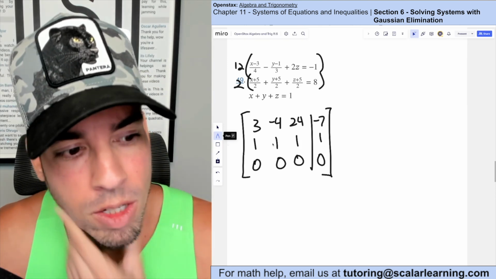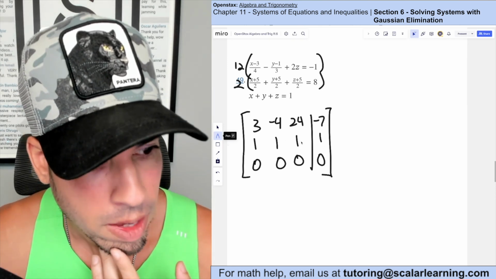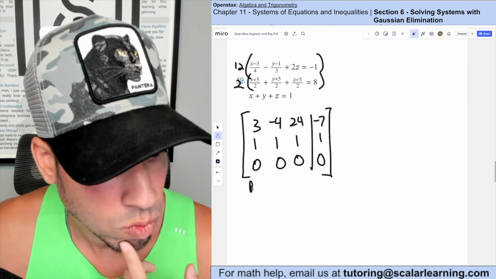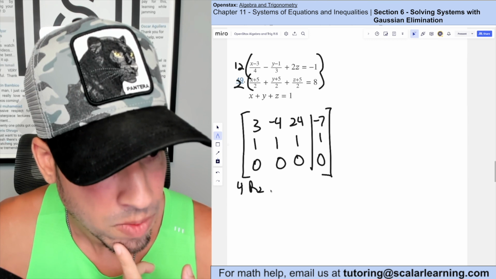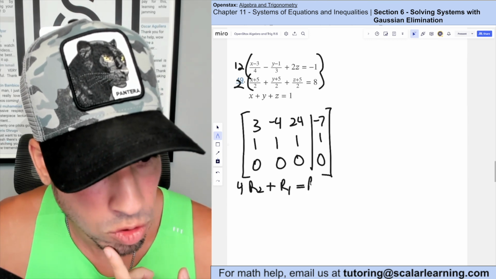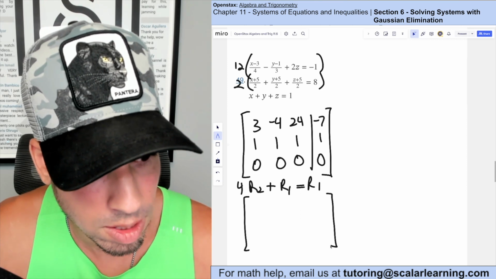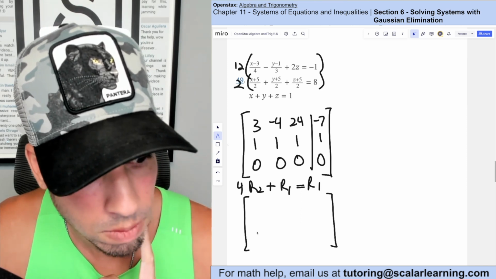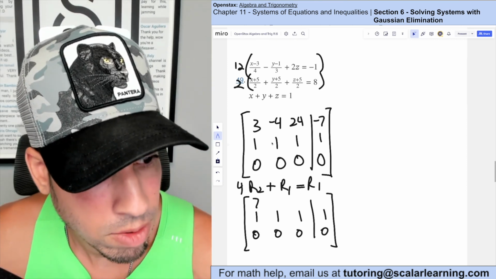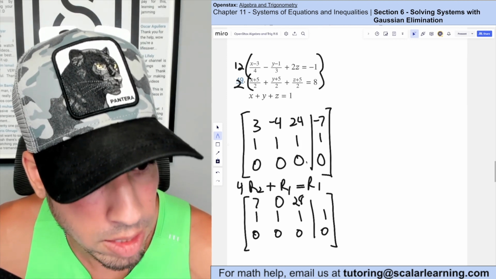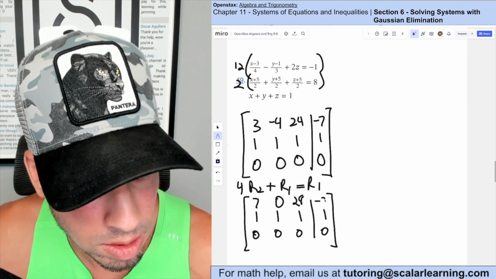So what I'm going to do is take this second equation and multiply it by 4. Okay, so I'm going to say row 2 times 4, and I'm going to add that to row 1 to get a new row 1. So you're going to see it zero out the y value, so check it out. We got 4 plus 3 is 7. 4 plus negative 4 is 0. 4 plus 24 is 28. And then 4 plus negative 7 is negative 3.